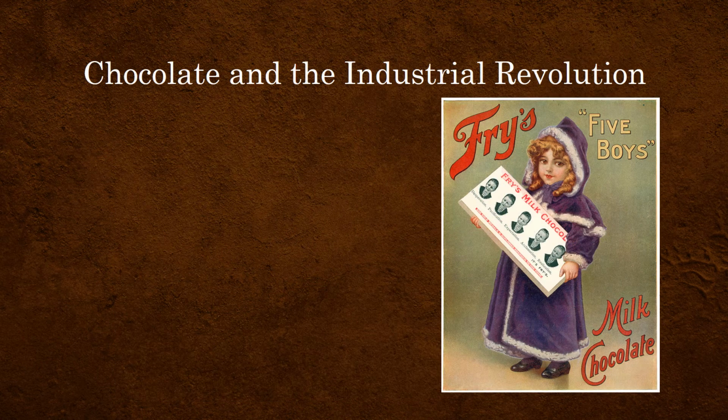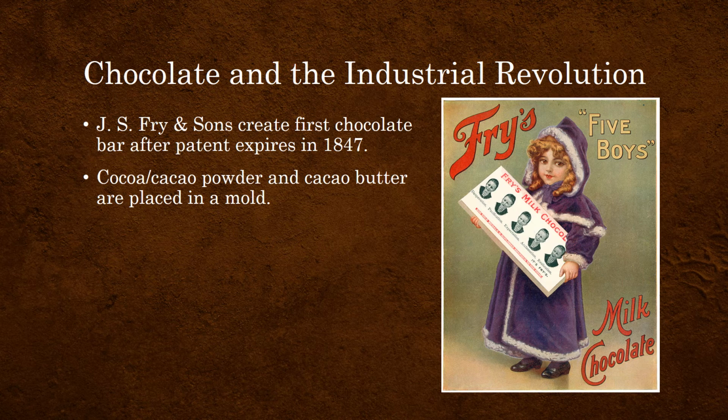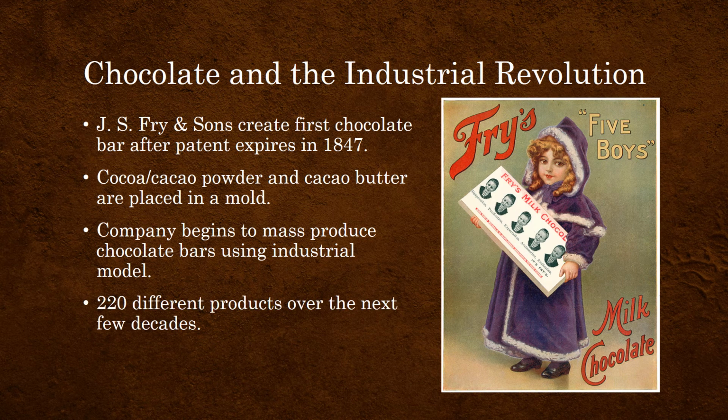In 1847, after Van Houten's patent on powdered chocolate expired, another company, J.S. Fry & Sons, created the first chocolate bar. They did this by mixing the new processed cocoa or cacao powder and cacao butter and placing them in a mold to set. The idea was a hit. The company then began to mass produce chocolate bars using an industrial model. Over 220 different chocolate products would be produced over the next few decades by Fry & Sons.